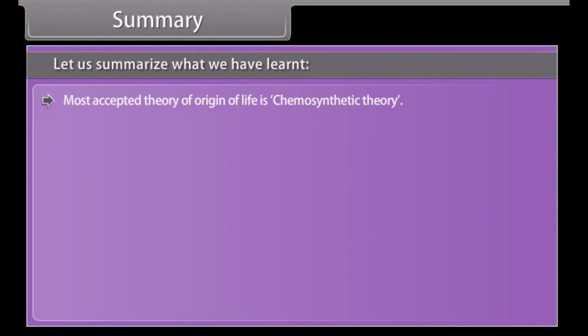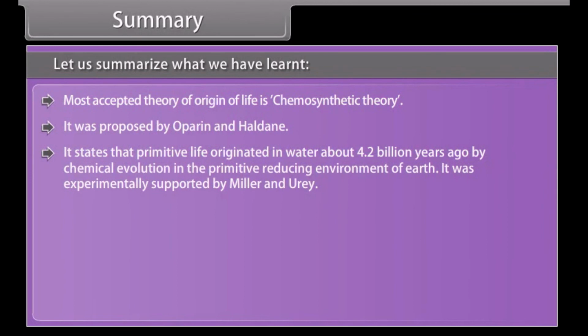Most accepted theory of origin of life is chemosynthetic theory. It was proposed by Oparin and Haldane. It states that primitive life originated in water about 4.2 billion years ago by chemical evolution in the primitive reducing environment of Earth. It was experimentally supported by Miller and Urey.